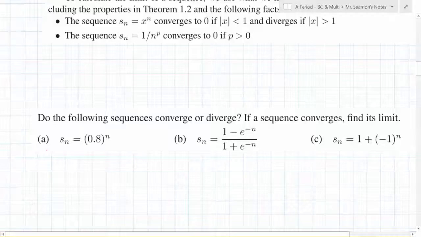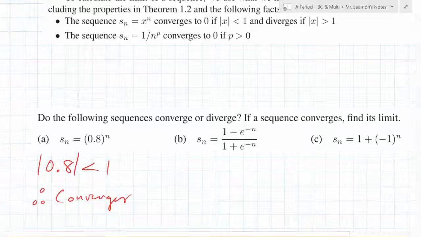Yes, it does converge. Why? Because the ratio is less than 1. Yeah, 0.8 is less than 1, so therefore it converges. Is that good? It's exciting? Okay. What about this one?